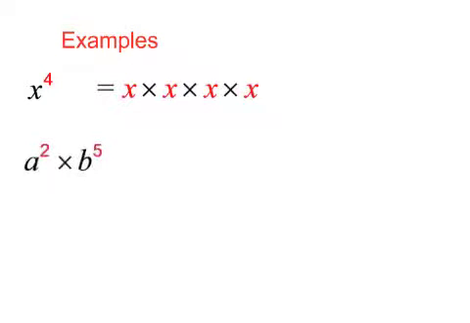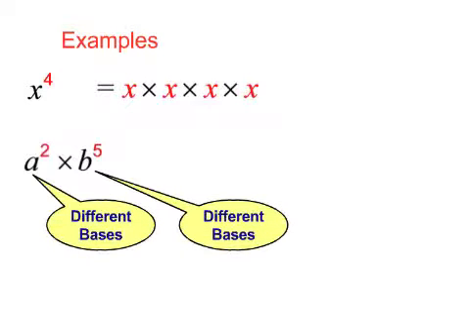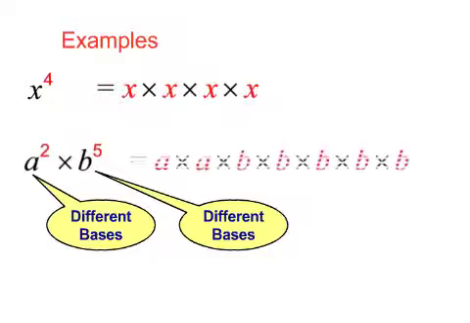Here we have a squared times b to the power of 5. Notice here that there are 2 different bases, a and b. So multiplying them out, a squared is a times a, and b to the power of 5 is b times b times b times b times b.